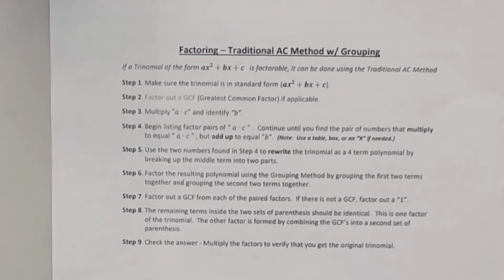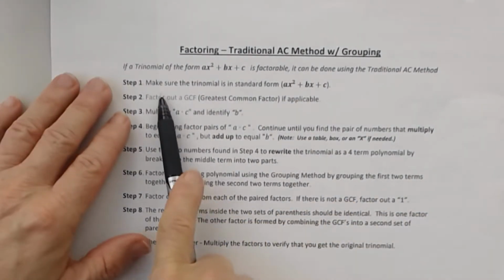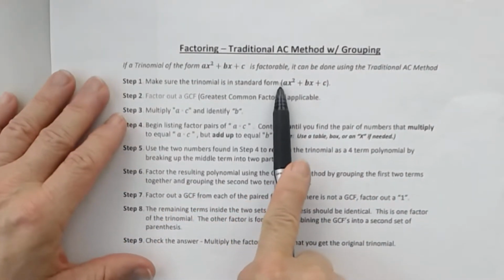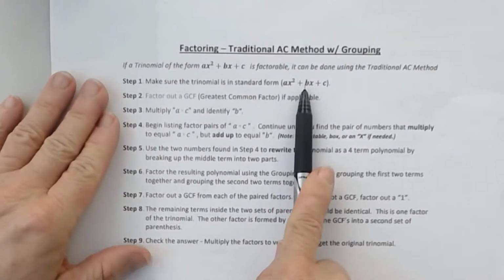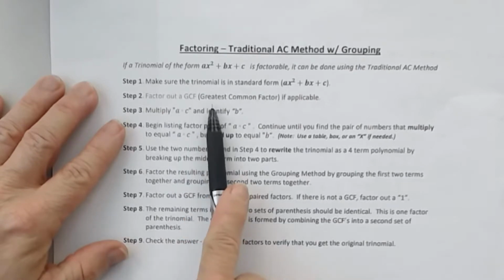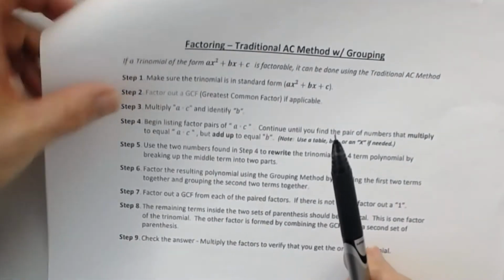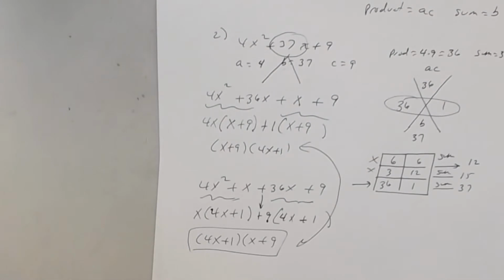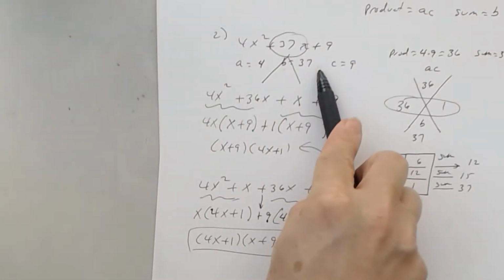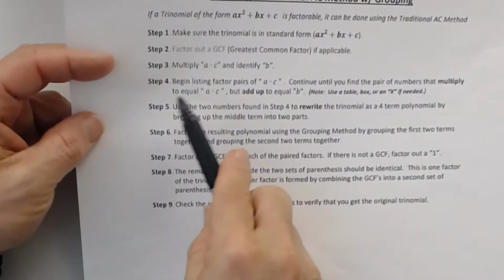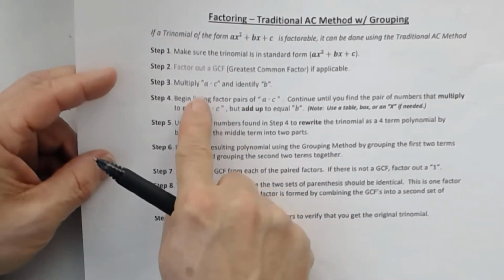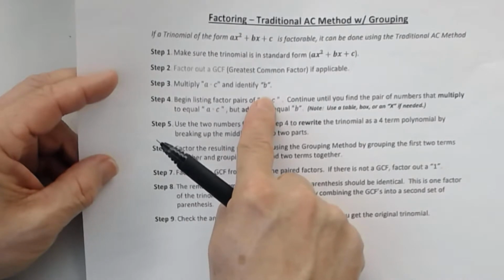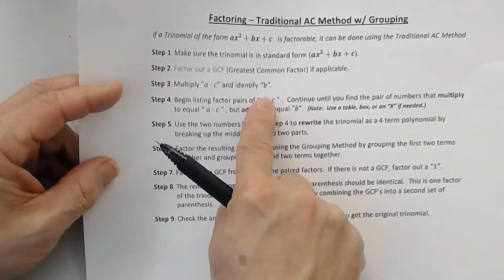Anyone else? Okay. So let's review what we did. The first thing it says: make sure the trinomial is in standard form, so in this case, descending order. Then it says factor out the GCF. We haven't done one yet, but remember, the first thing you always ask yourself is, what's the GCF? Step 3 says multiply A and C together. That's your product. And then you identify B, which is going to be your sum.